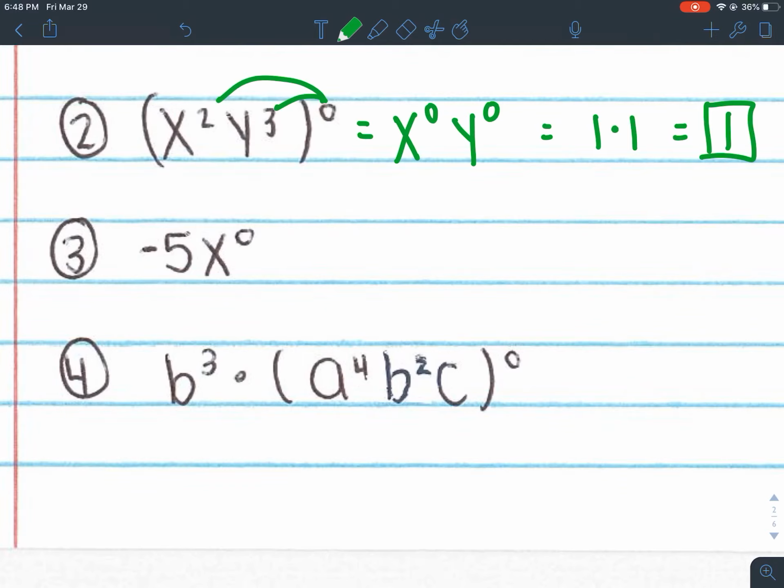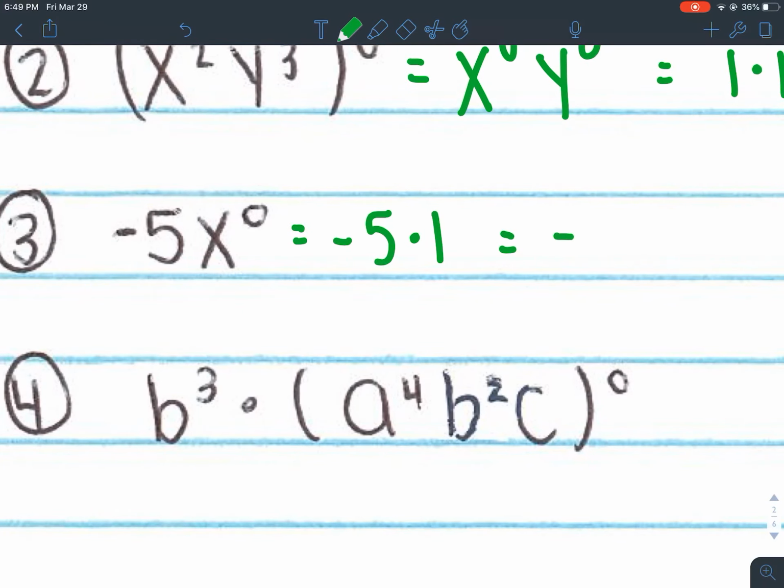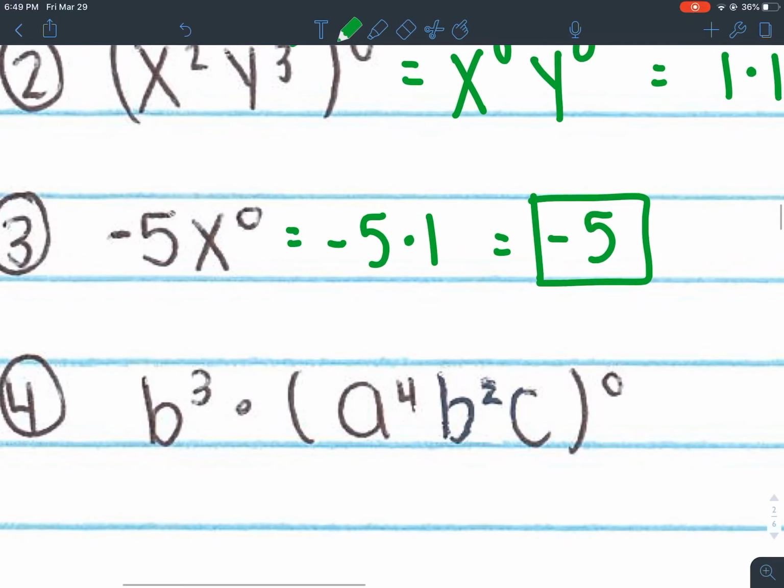Now number 3, notice how there's no parentheses around the whole thing. The 0 is just attached to the x, okay? That 0 exponent is just attached to the x. Now, if there were parentheses here, this whole thing would equal 1, because that 0 is going to be connected to all of the things inside. But that 0 is only attached to the x. So I still have a negative 5 here, but x to the 0 is actually positive 1, and so negative 5 times 1 is negative 5. Okay?